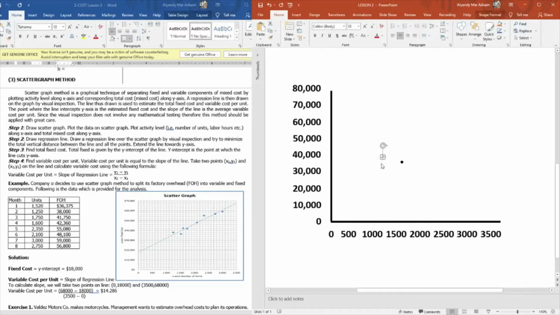Next would be month number 3, that is 1,750. So it is between 1,500 and 2,000. I'll just put it between them. And that's 41,750, so it goes past 40,000. Alright. Now, the next one is 1,600 and 42,360.